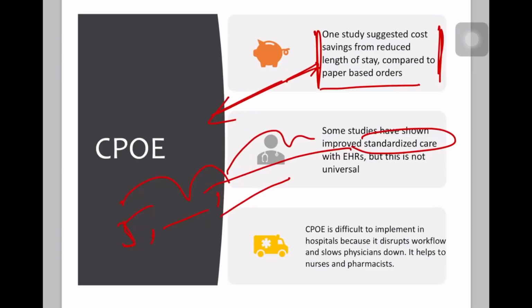Now, CPOE is difficult to implement in hospitals because it disrupts workflow and slows physicians down. It helps nurses and pharmacists. At some point it shares the labor, or you can say it reduces the burden on the shoulders of nurses and pharmacists. But at the same time, training the other staff, especially the old doctors, and the doctors who are very busy in their work, is a challenge.